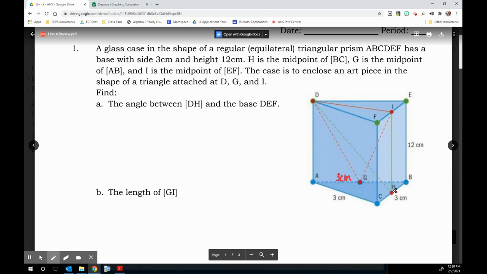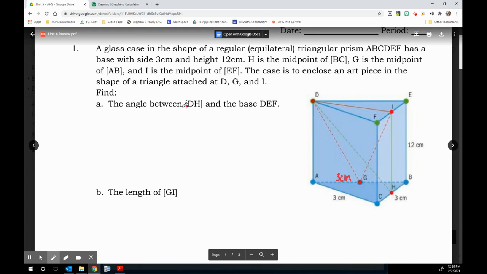H is the midpoint of B to C. G in the back is the midpoint of A to B. And I on the top is the midpoint of E to F. The case is to enclose an art piece in the shape of a triangle attached at D, G, and I. So that's why that red triangle is there, that's the artwork that's supposed to be enclosed in this case.